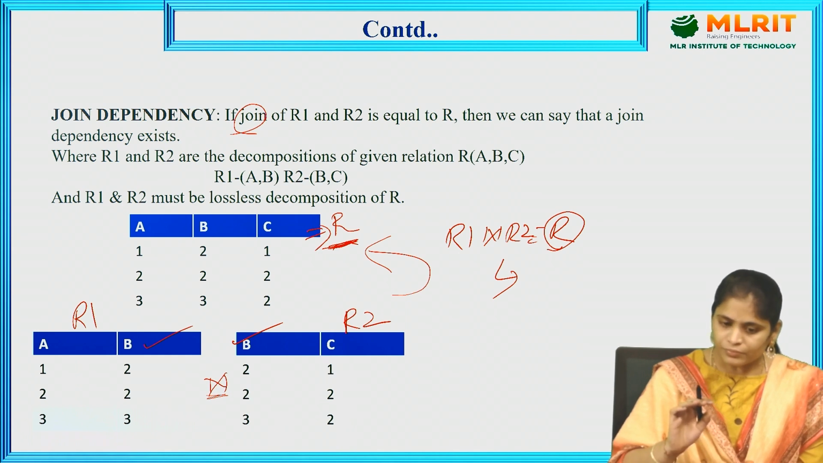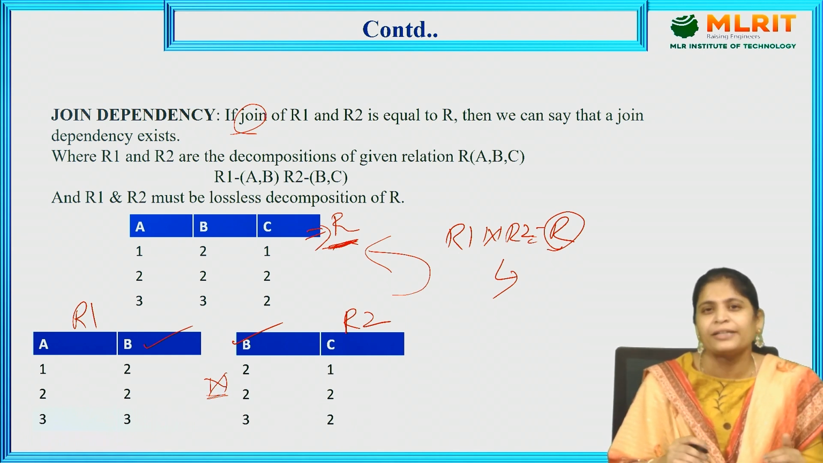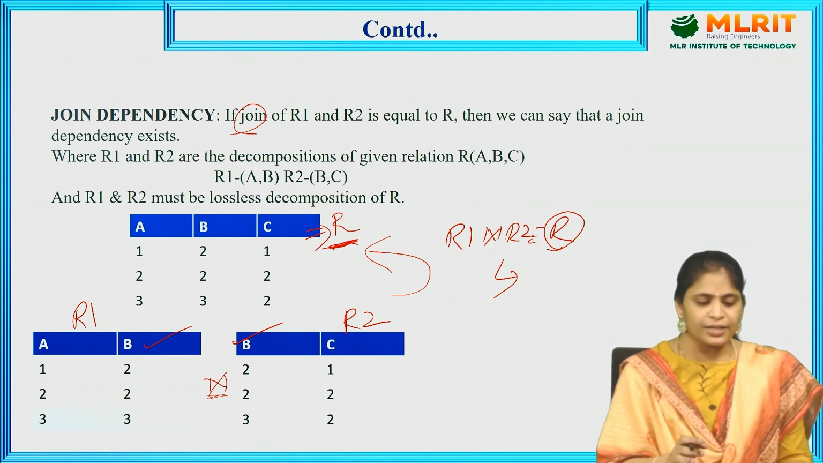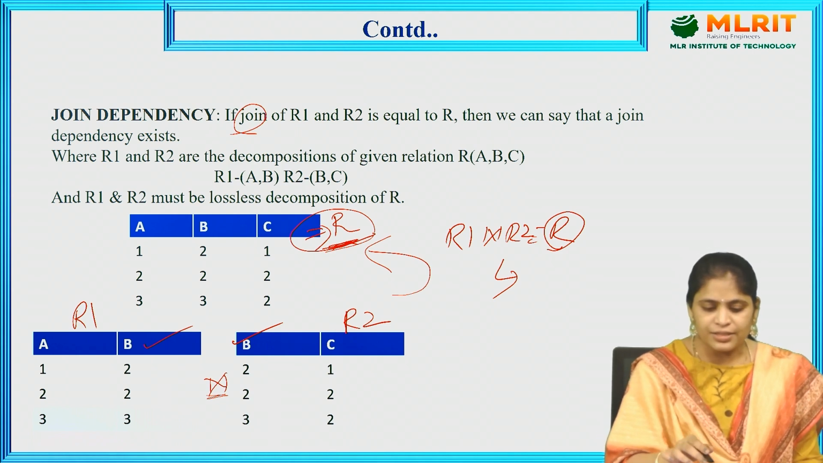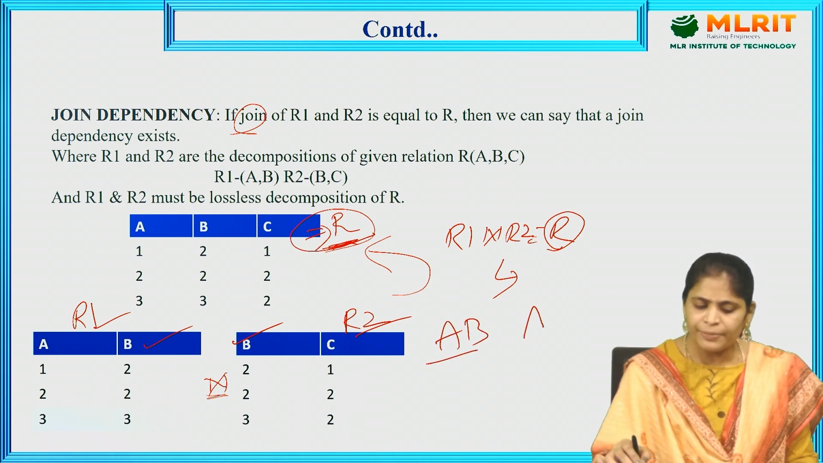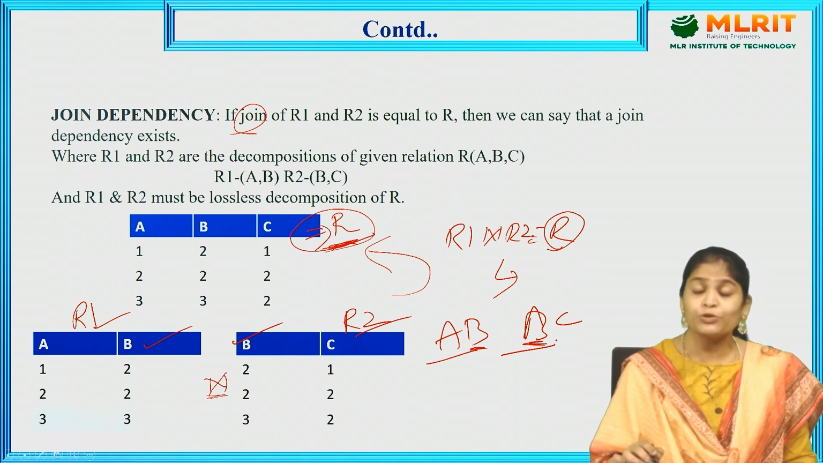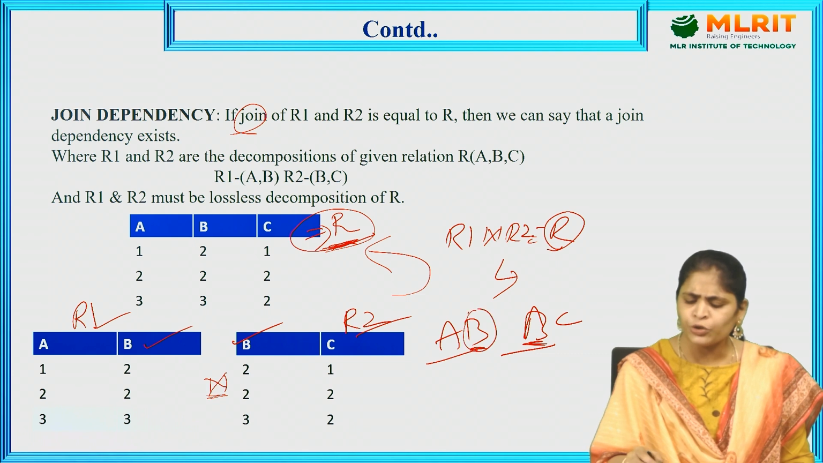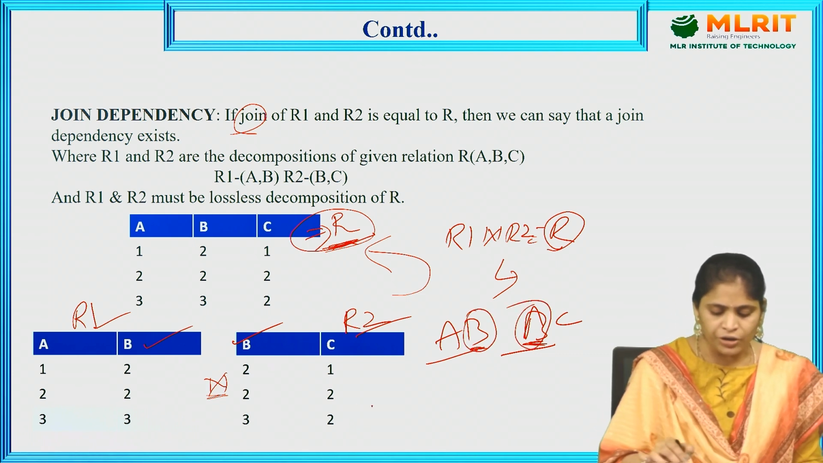Having considered the theoretical part, let us explain this in a practical manner. Let us consider the relation. This is the original relation R, and this relation can be decomposed into two parts, R1 and R2. Let us assume I have decomposed it into AB and BC. Why? Because to join we have to maintain one common column. Here I took B as the common column, so I got these two relations.